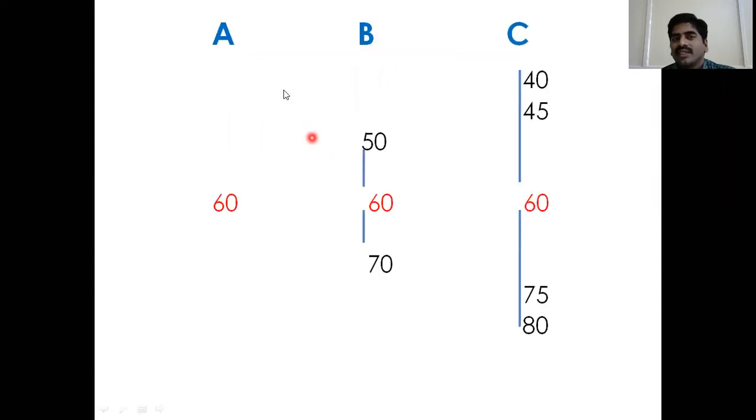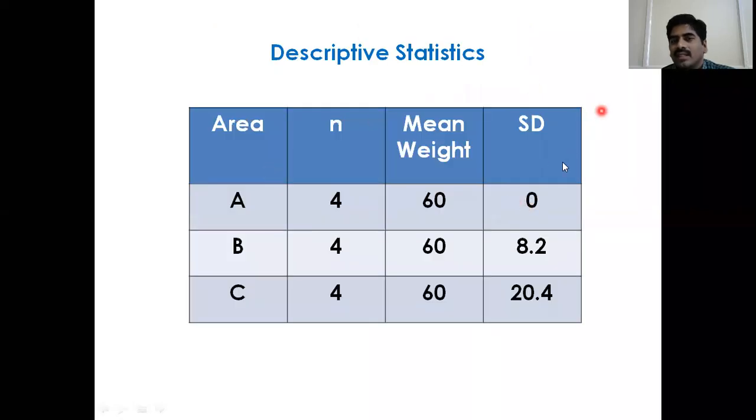Okay. See how individual observations are spread from the mean value. You can see here, in case of area A, mean 60, B 60, and in case of C, mean weight here also 60, but observations are widely scattered from the mean value. See, these are the descriptive statistics. As I said in the previous class, if data follows normal distribution and the variable is quantitative, you can represent descriptive statistics with the measure of central tendency, mean, and in measures of dispersion, standard deviation.